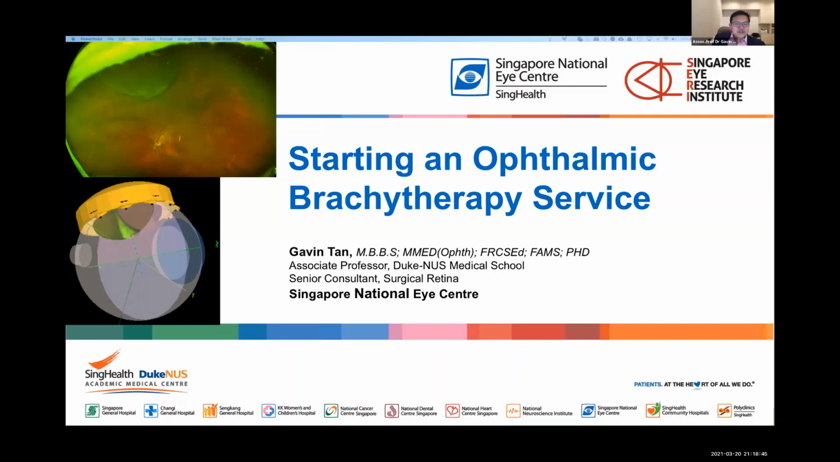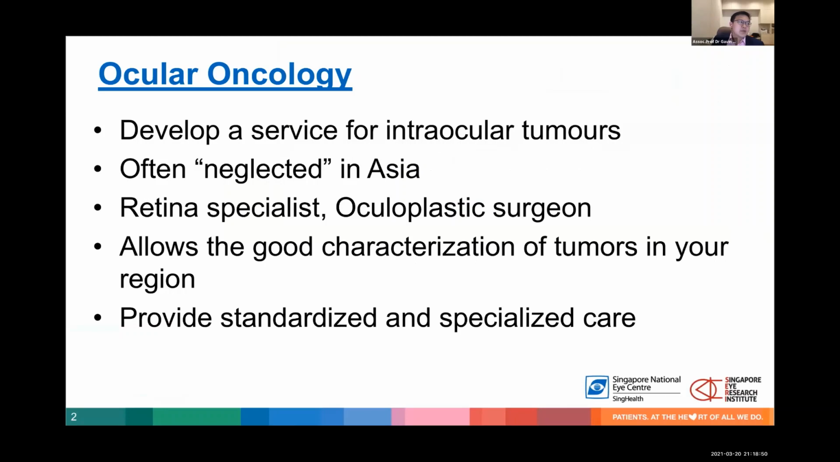Okay, so I think most of the prior speakers have come from a background where there's already some ocular oncology service that's available. But I think this tends to be quite neglected or underserved in Asia. And if we don't have a specialist ocular oncologist, sometimes it's served by a combination of maybe retinal specialist for certain things, oculoplastic surgeon for certain tumors. But it's really important that you first set up an ocular oncology service that allows you to have good characterization of your tumors in your region and enables you to provide standardized and specialized care.